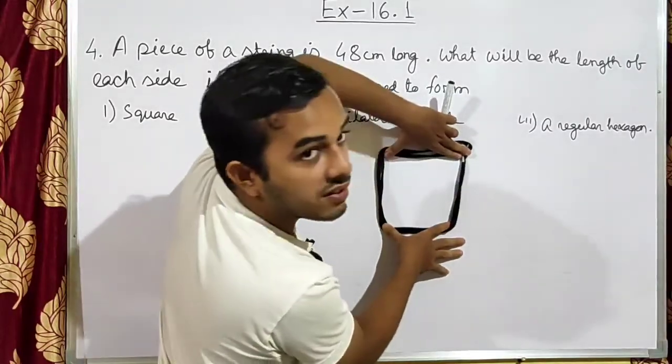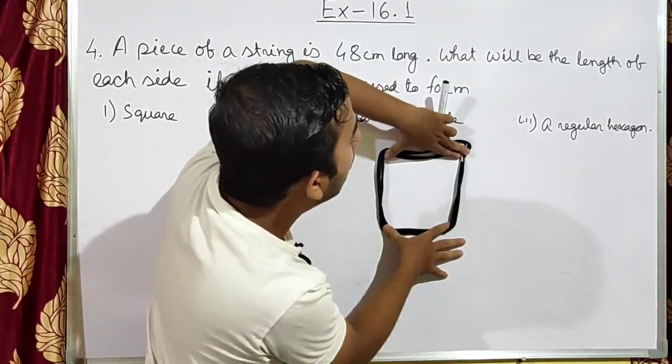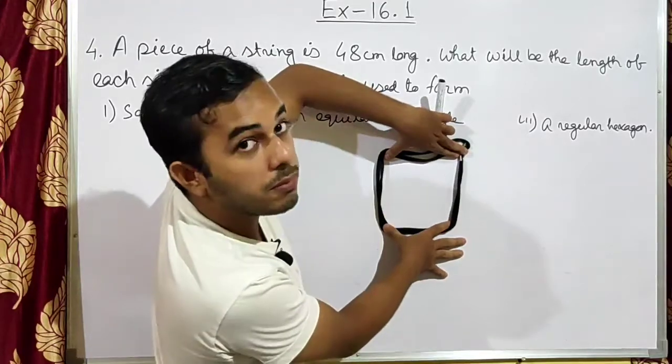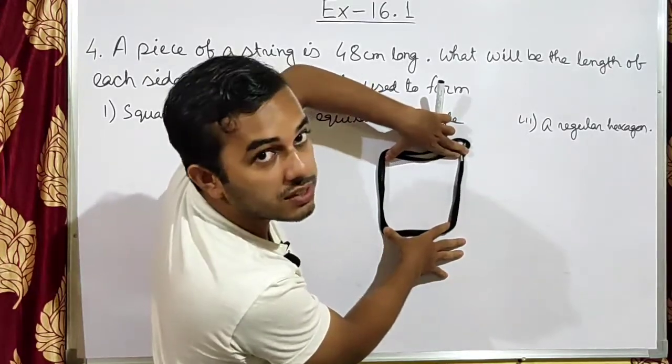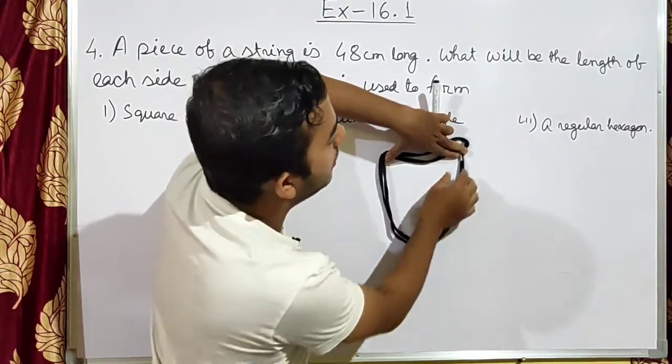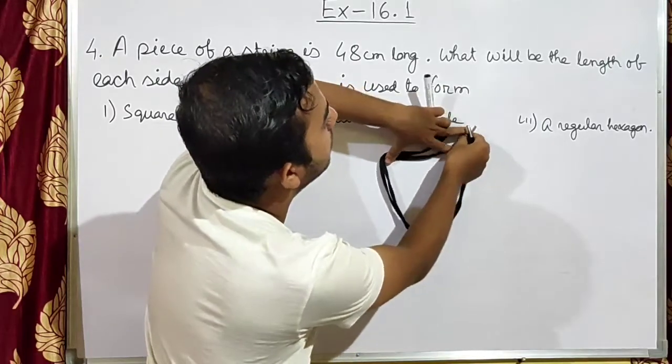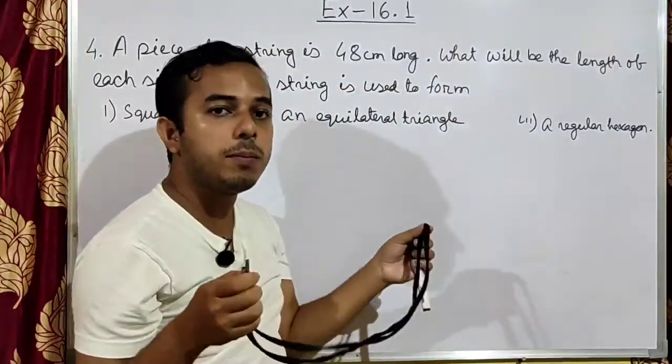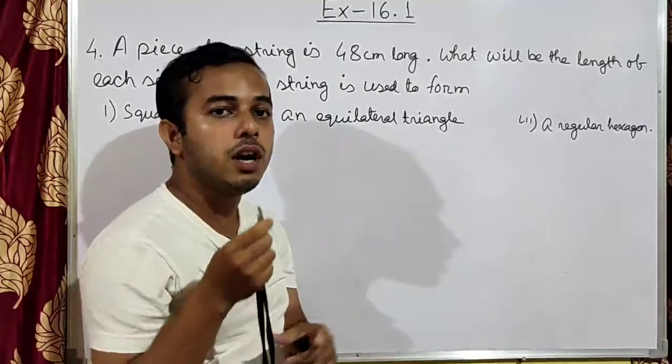We have made a square, isn't it? If we made a square like this, its perimeter will be what? Its perimeter will be the length of the string, isn't it? This length is how much? This total length is 48 centimeter, and we have made a square with the help of this string.